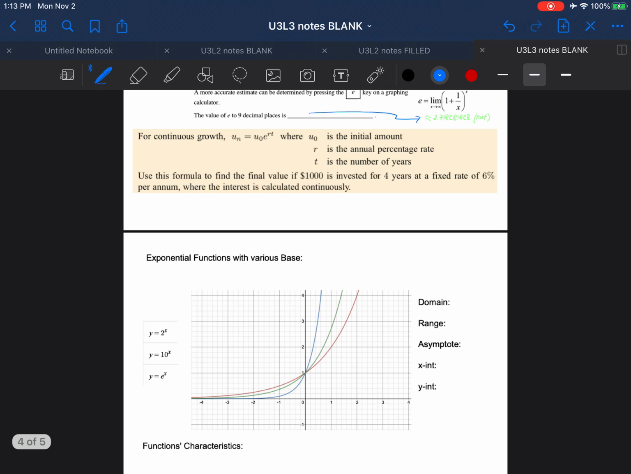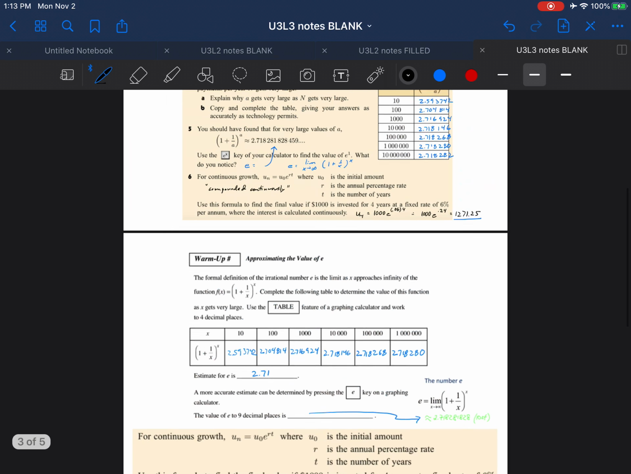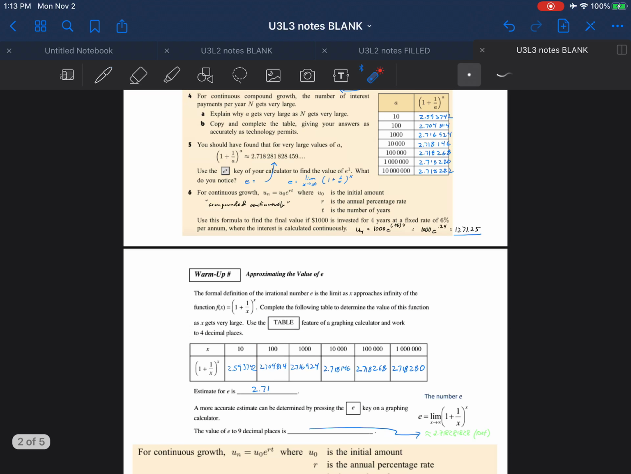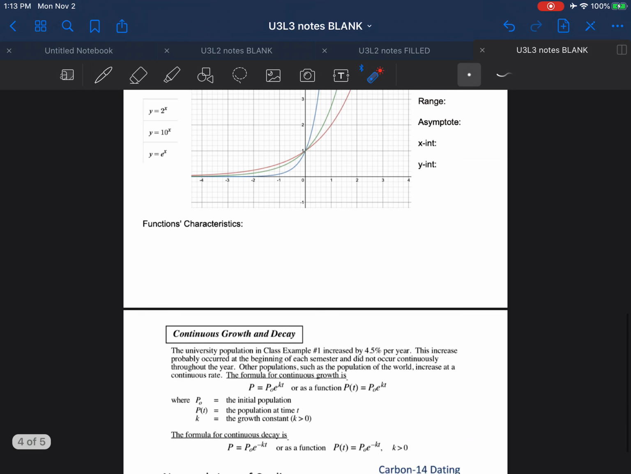Okay, and like we've mentioned before, if we have continuous growth, or the idea of something compounding continuously, this is the expression that we're going to use, right? This we've done before. So I'm going to say C, end of page 2, because we just did it. 6% for 4 years, yeah. Got that right here.